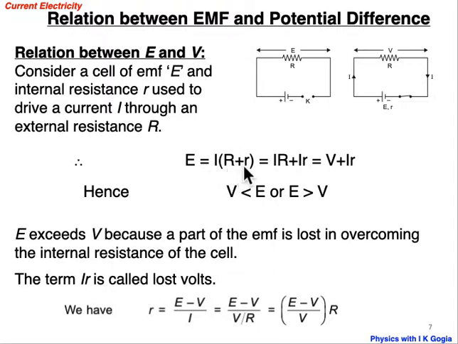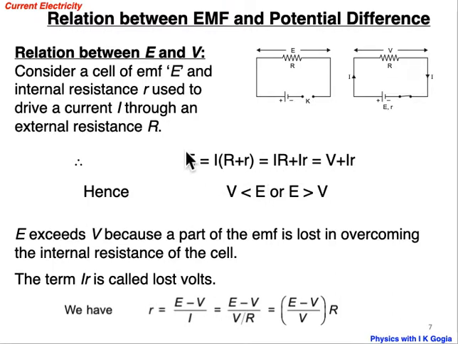The external resistance and the internal resistance are joined in series. So you get IR plus I into small r. I into capital R is the voltage across the external resistance and I into small r is the voltage across the internal resistance of the cell. So clearly, we have V plus Ir equal to E. So V is less than E, or E is greater than V, for a cell in use.